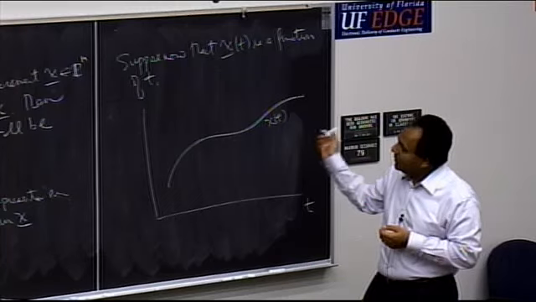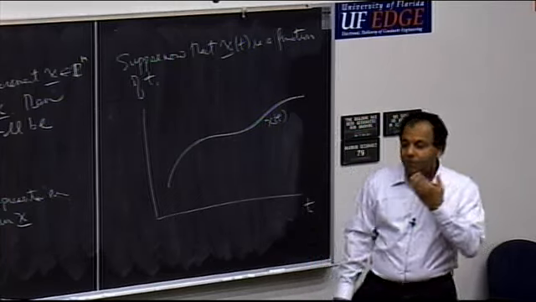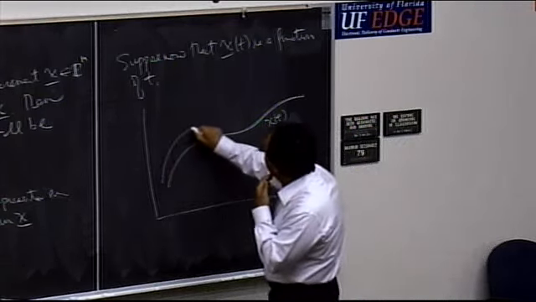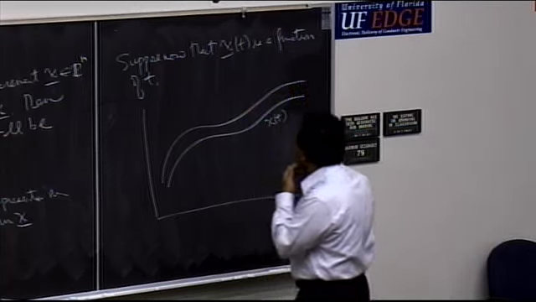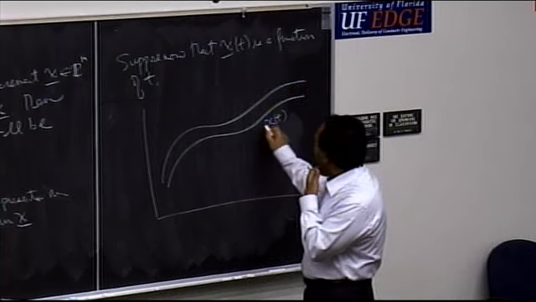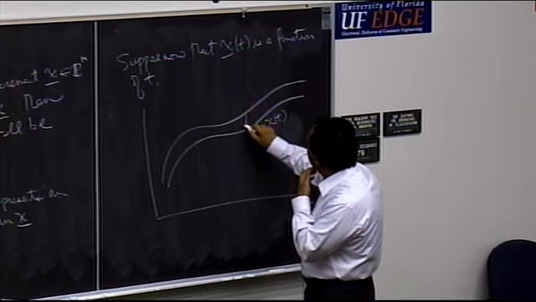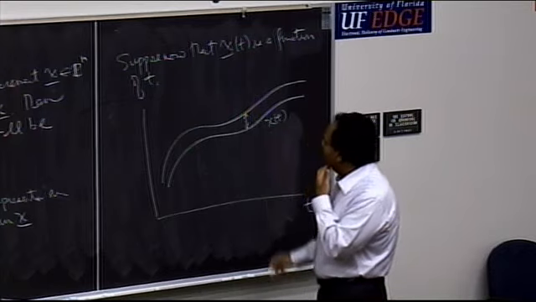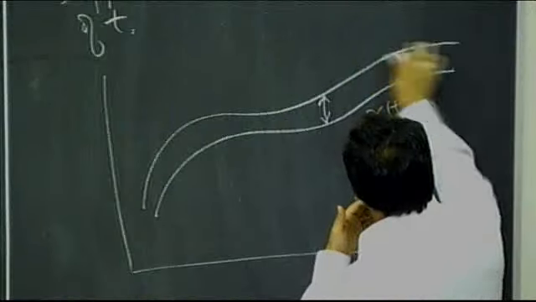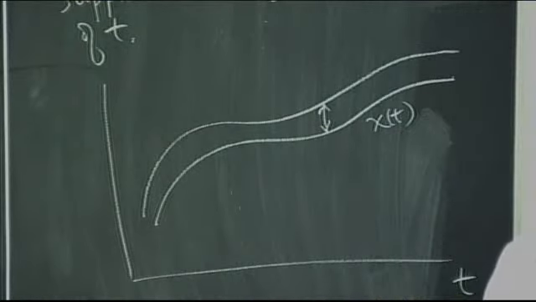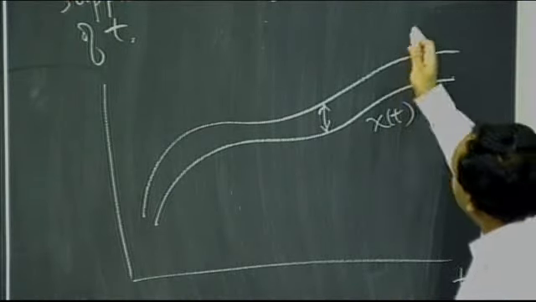Can you draw it for me? Suppose I drew another curve here. So this is x of t, and this amount here is my increment. And this is my incremented value. I'm not going to assign it any notation yet. How am I going to represent this increment?